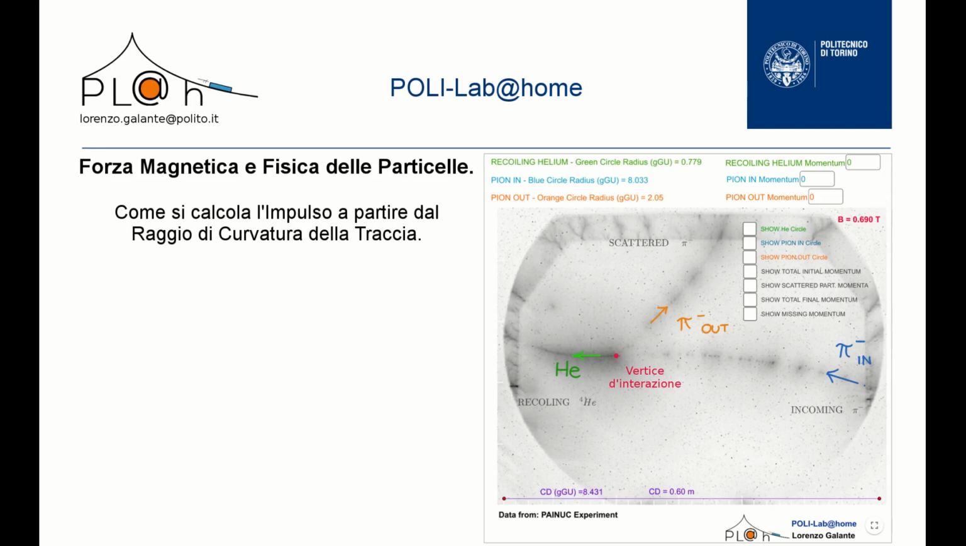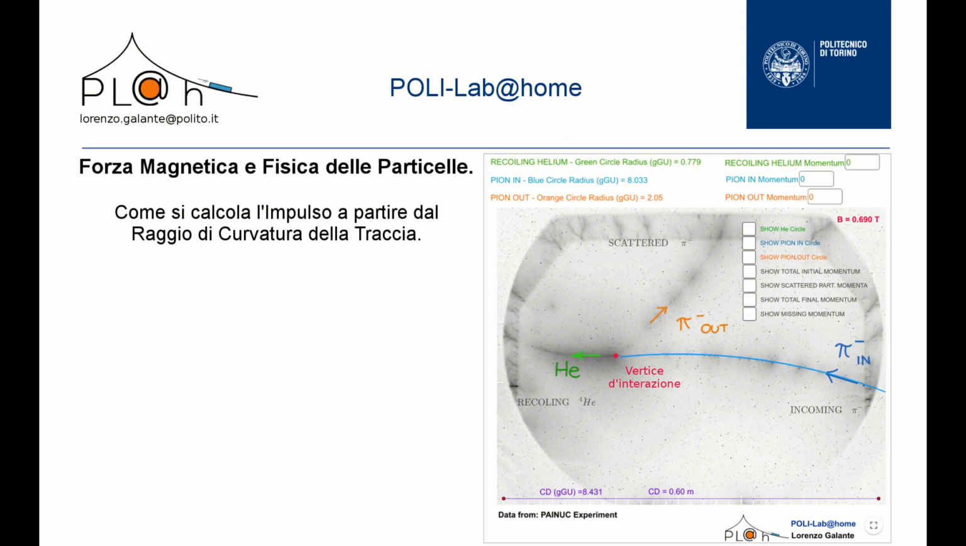In the picture on the right we have our collision event. Let's assume we have already determined the curvature radius of the track of the pion, represented by the blue circle. Now, starting from the curvature radius, we want to evaluate the momentum of the pion.